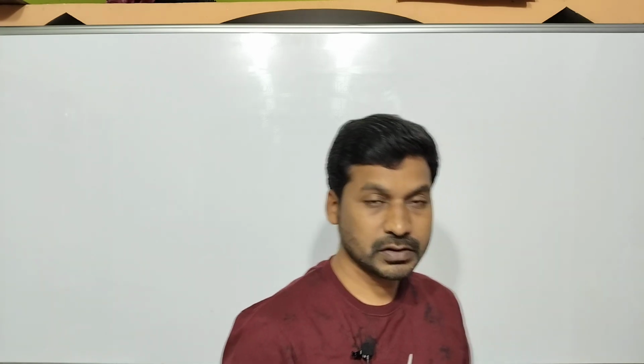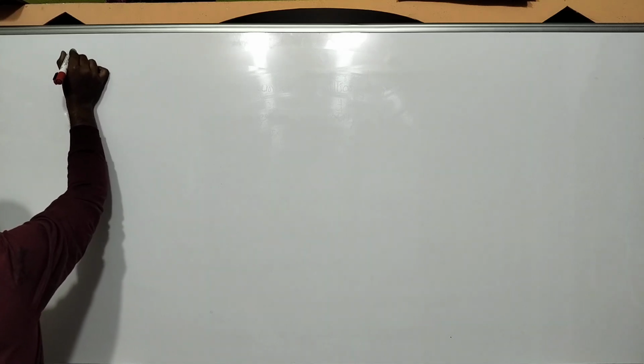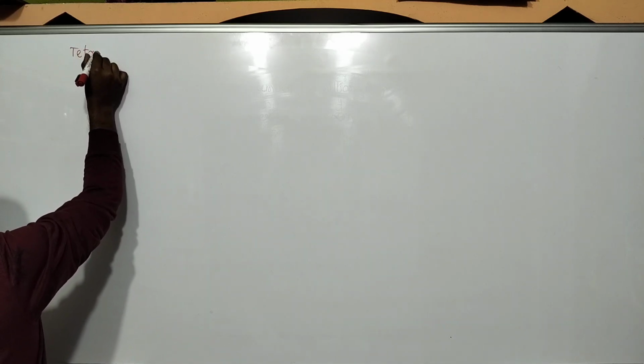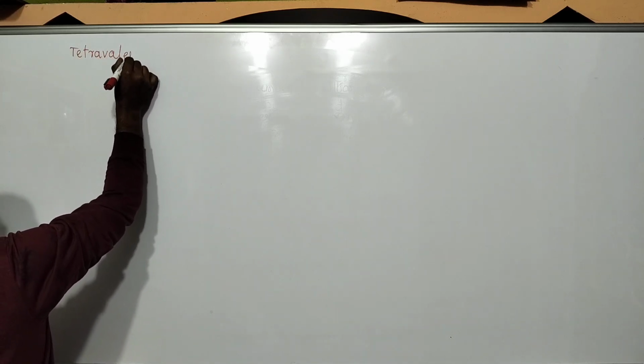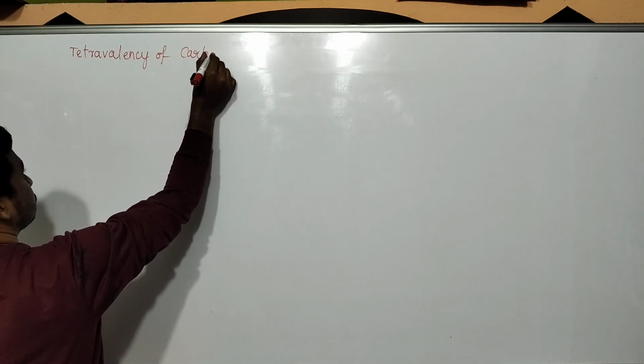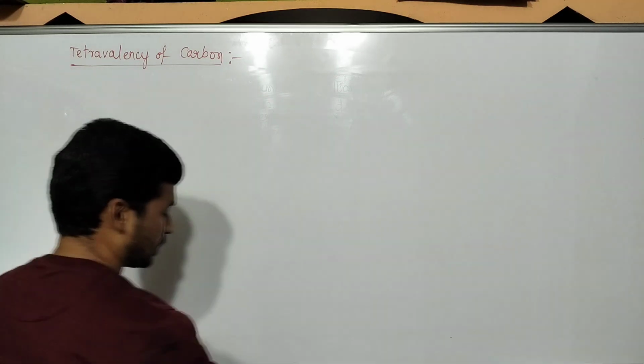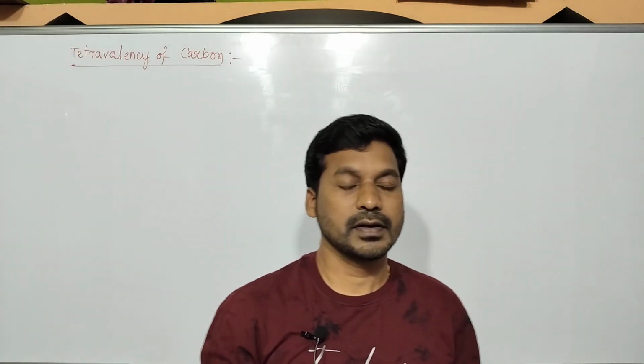Hi everyone, in this video I am going to explain tetravalency of carbon and the arrangement of atoms on carbon, the shape at carbon atoms. The first is tetravalency of carbon. Carbon has tetravalency. The valency of carbon is 4.